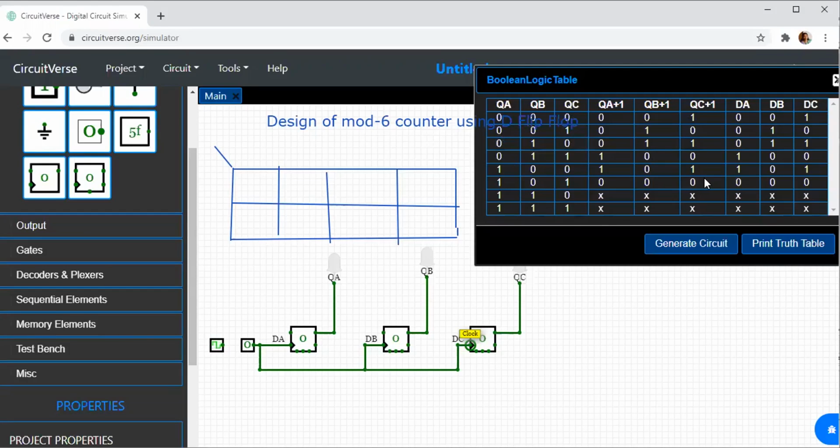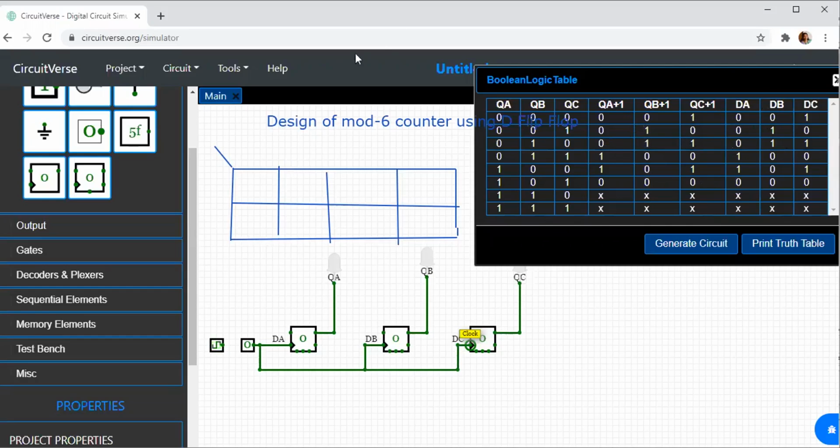Now, according to the transition table, DA will follow the next state. So whatever is QA plus 1 will be equal to DA. Whatever is QB plus 1 will be equal to DB. Whatever is QC plus 1 is equal to DC. This can also be written from the excitation table. This is a transition table. You can also write this from the excitation table for D flip-flop.